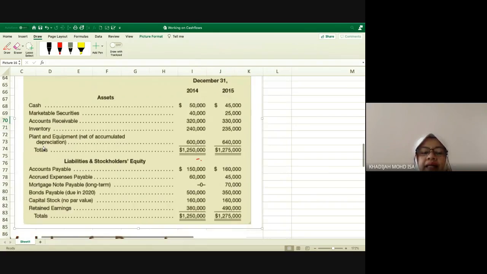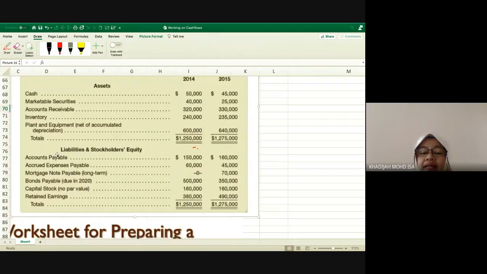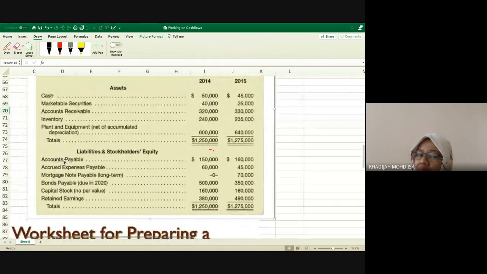And then on the liability side, you have accounts payable, which is a current liability. Accrued expense payable is your current liability. But your mortgage note payable is long term, so it's not current. Bonds payable due in 2020, which is about 5 years from this 2015, so it's not short term, so it's not a current liability. And then you have capital stock and retained earnings.